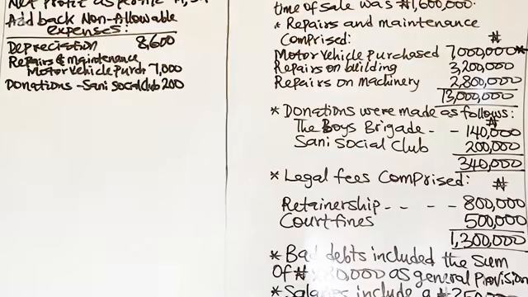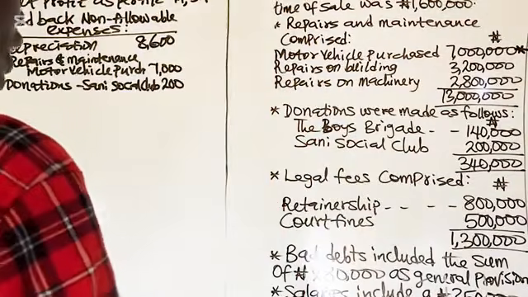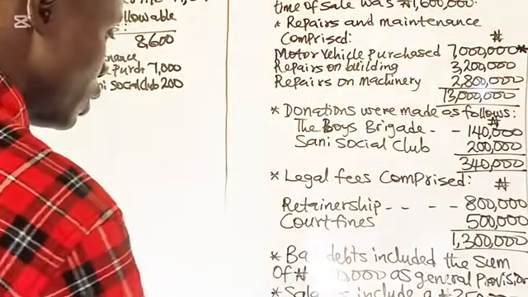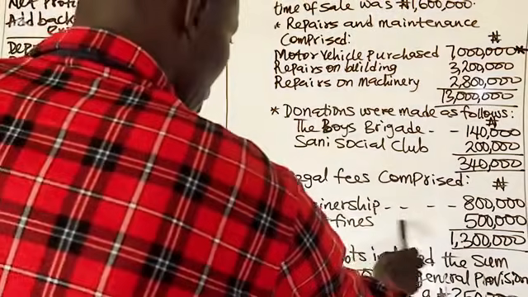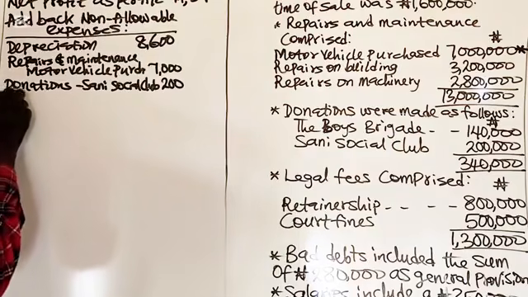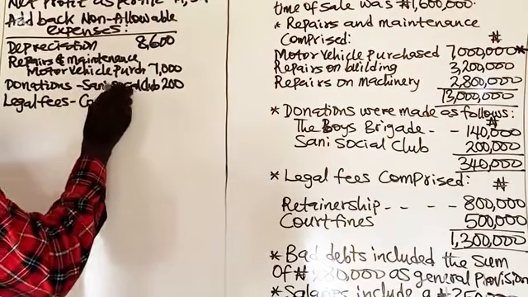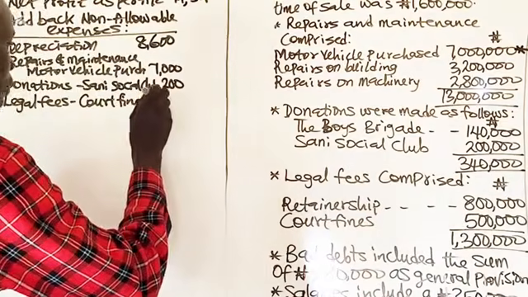And then after that, we have legal fees comprised. The first item you have there is retainership, 800,000. That is allowable. Court fines. No one asks you to breach the law. So before the court will fine you, that means you have breached some laws. As a result of that, this is not allowable. So we have legal fees, that is court fines, and that amounted to 500,000 naira.